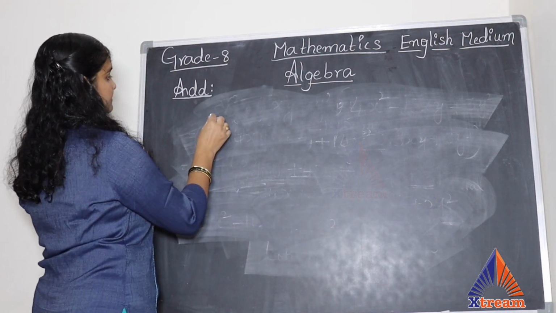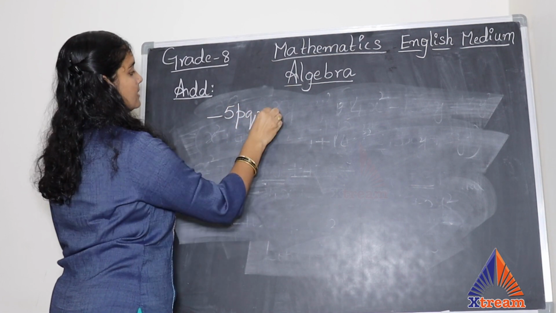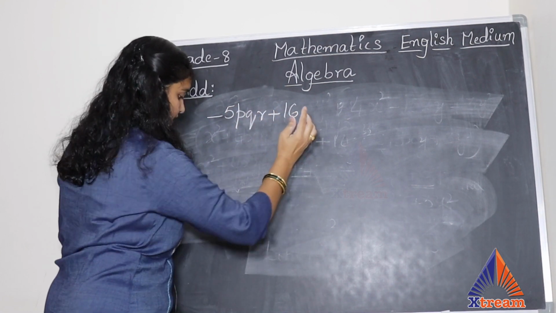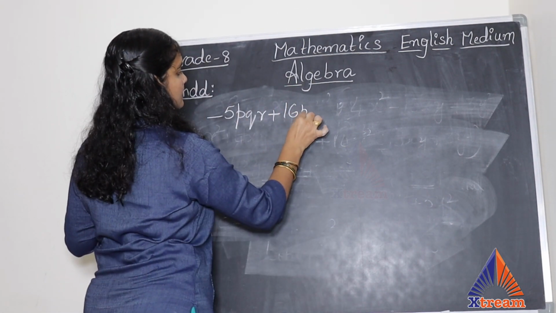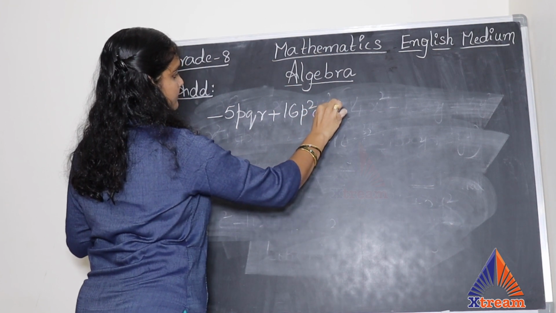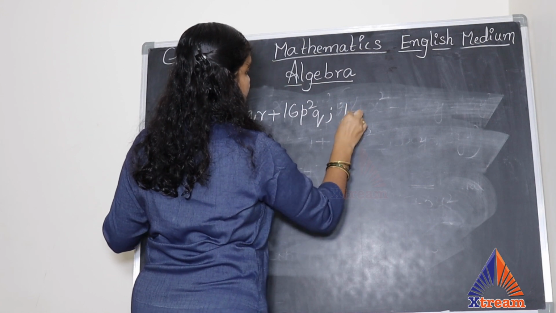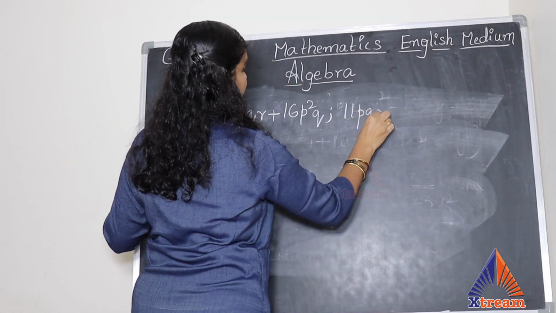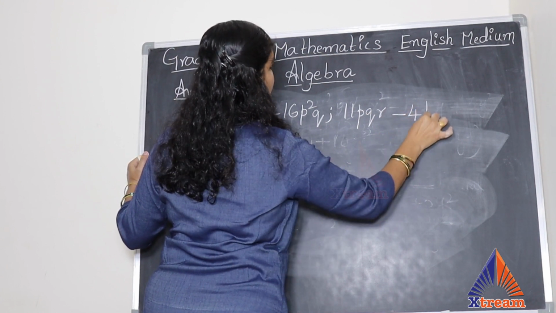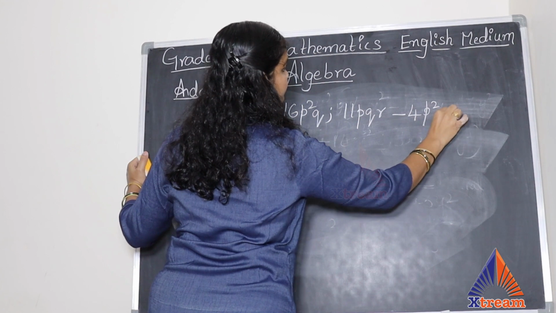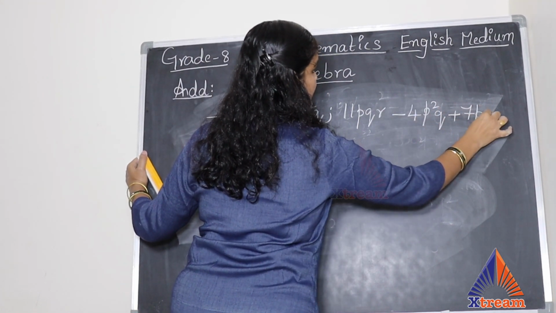I'm taking very simple examples here. Minus 5PQR plus 16P square Q. This is one expression. The other expression is 11PQR minus 4P square Q plus 7PQ.